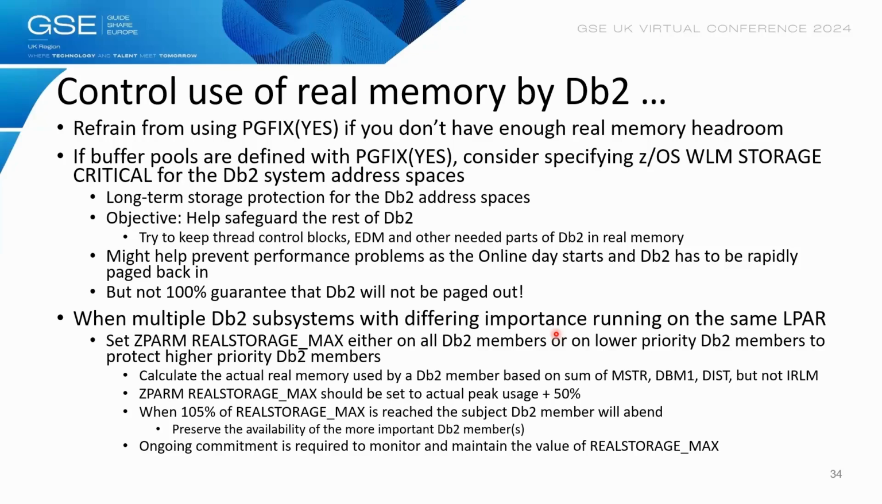One more thing about the memory I have to mention. When you are running a few Db2s in one LPAR, and let's say that one Db2 is the production Db2, and the other Db2s are the test Db2s on the same LPAR. If there is a memory leak for those test Db2s, they can affect the production Db2 as well. So there is a way to protect this production Db2 by specifying another zparm, real storage max, for those other Db2s that are less important.